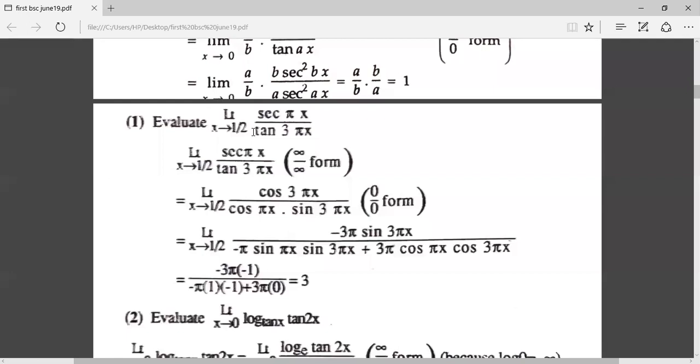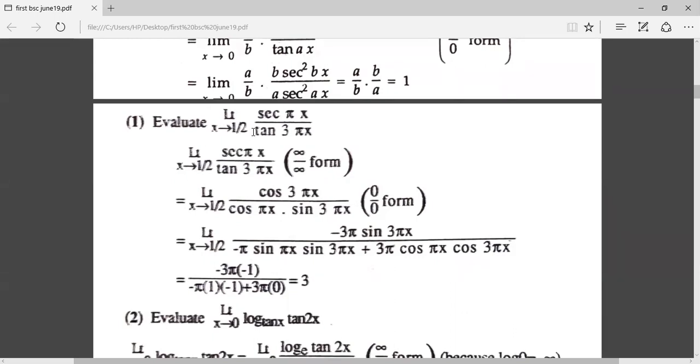Cos 3 pi by 2 is 0. And the denominator, cos pi x, cos 90, is 0. And sin 3 pi x, because when x is half, sin 3 pi x is sin 270, that is also 0. So the denominator is also 0, and the numerator is also 0. It is of the indeterminate form 0 by 0. Now we have to differentiate this.